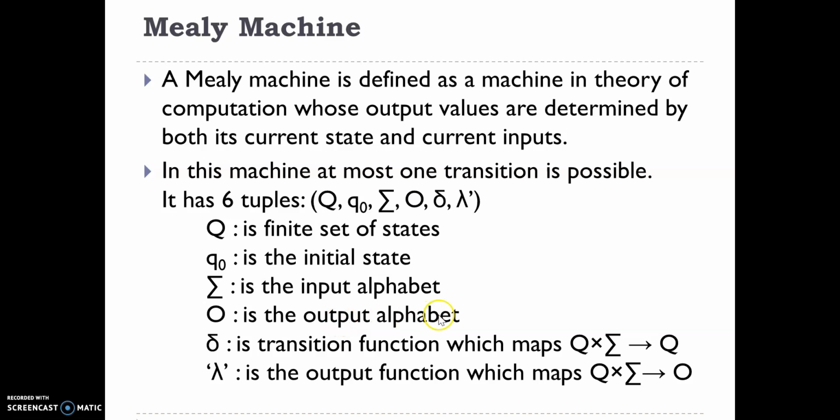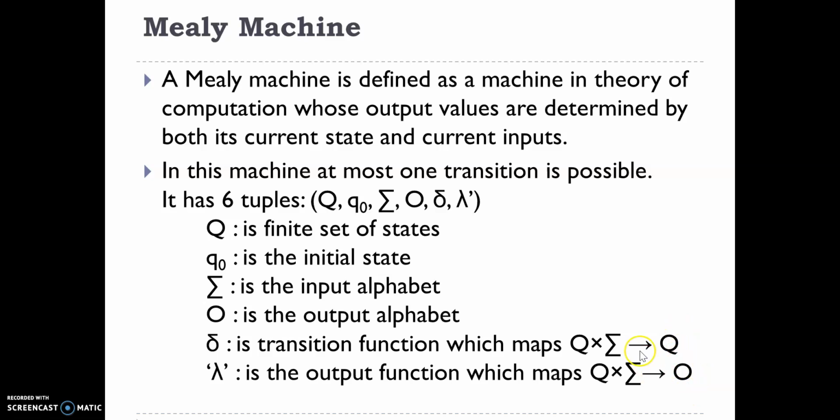This is the output alphabet, because we want output at a particular state, right? So what is the output related to that state? And this is a transition function. At a particular state, after reading some input, what will be the next state? This is represented like this in the maths, right? And this is a lambda. Lambda is the output function, which means at a particular state, after reading some input, what is the output?